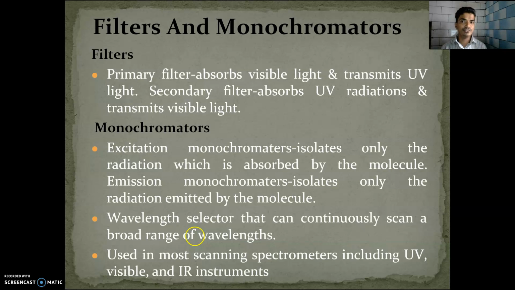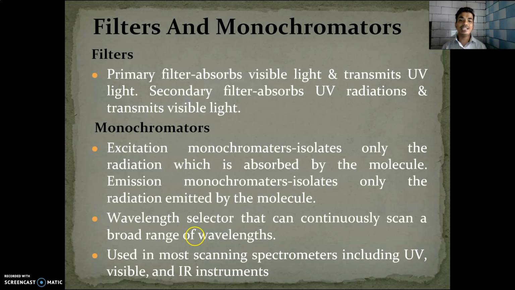Then filters and monochromators. First of all, know what the filters are. Primary filters absorb the visible radiation and transmit the UV radiation. Secondary filters absorb the UV radiation and transmit the visible. So depending upon what type of analysis you want to do, we use the primary and secondary filter and pass the light on your sample and do the analysis. Then the monochromators: the excitation monochromator selects only the radiation which is absorbed by the molecule, and the emission monochromator selects only the radiation emitted by the molecule. So two types of monochromator are there.